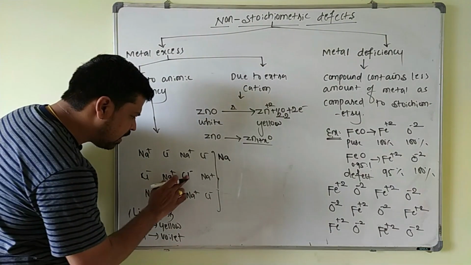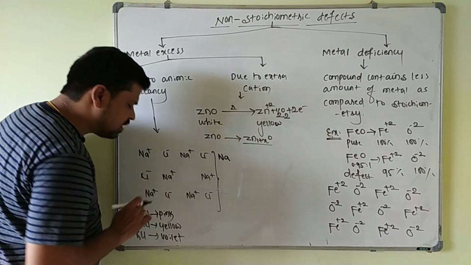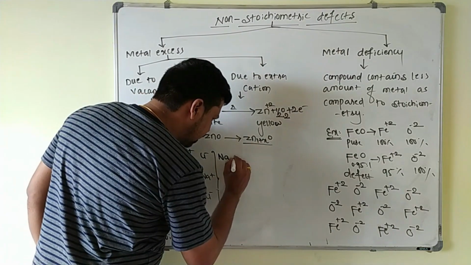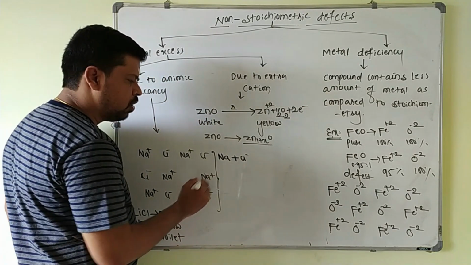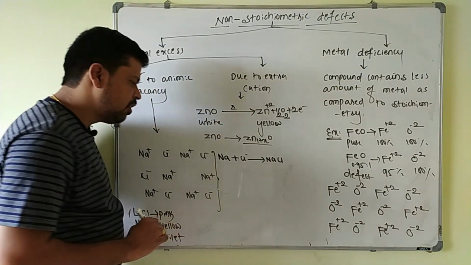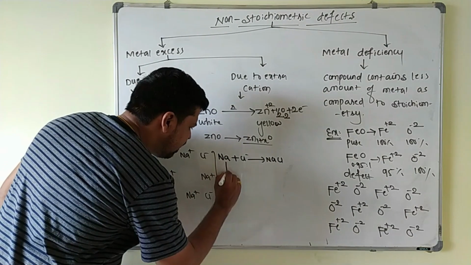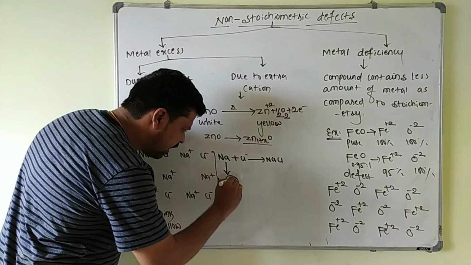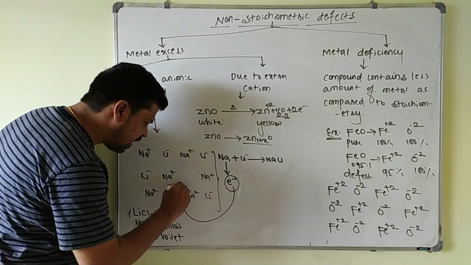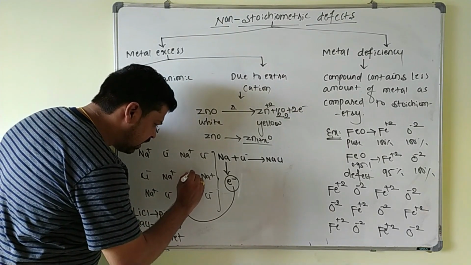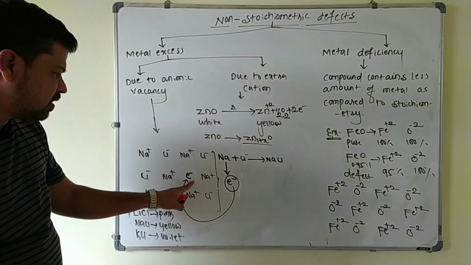Then one of the Cl minus ions from the NaCl crystal will come out of the crystal, then it will combine with this sodium atom to form NaCl, during which this sodium releases an electron. Then this electron will occupy the anionic vacancy that is created by the Cl minus ion. That electron will come here and it will occupy this anionic site here.